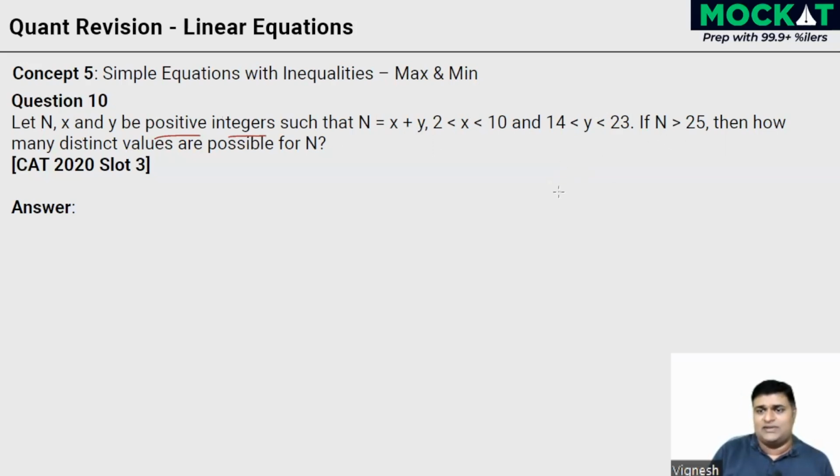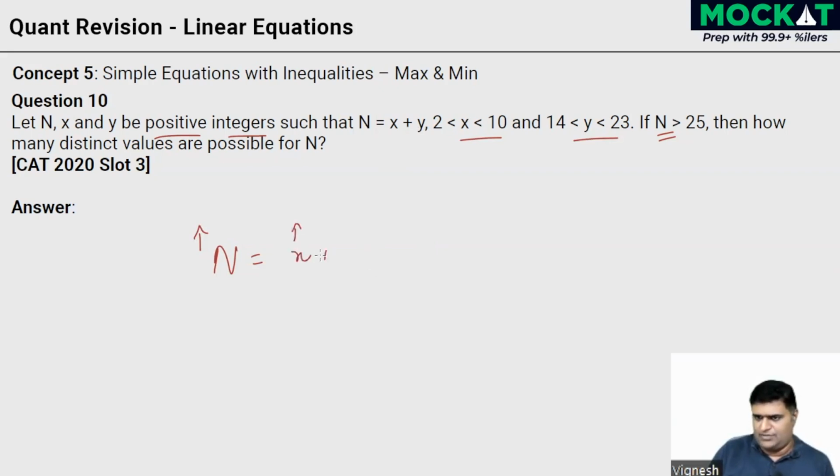Then how many distinct values are possible for n? What are the different possible values for x and y? No, no, no, no. I'm asked what are the different possible values of n? What are the different values n can take, right? For these inequalities over here, what are the different values n can take if n is greater than 25? Let's find the maximum possible value of n. What's the maximum value n can take when x and y are going to be maximized?